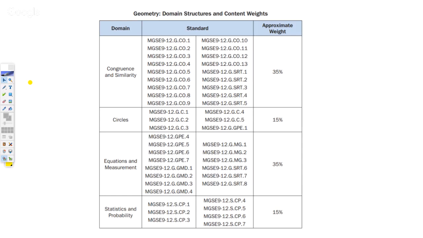Equations and measurement, that is things like the equation of a circle, x minus h squared plus y minus k squared. That's things like midpoint formula, distance formula, those types of things all fit into there, as well as trig. Statistics and probability is essentially statistics and probability.